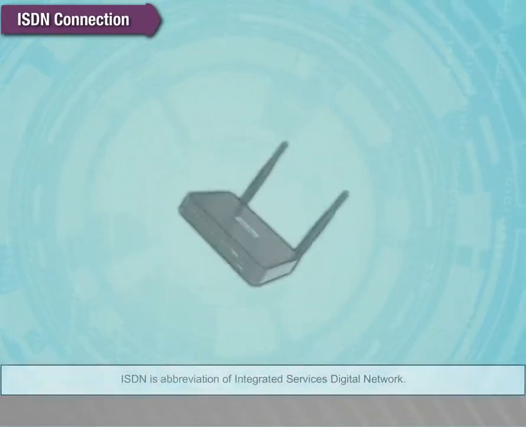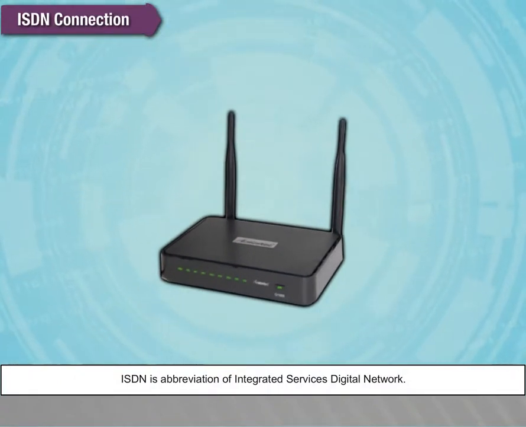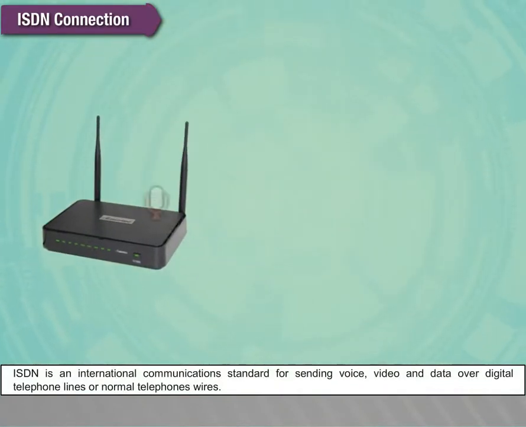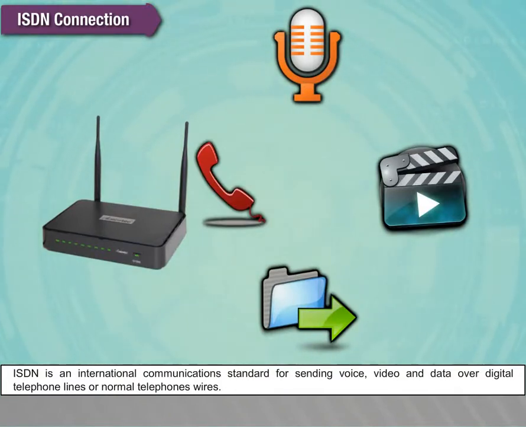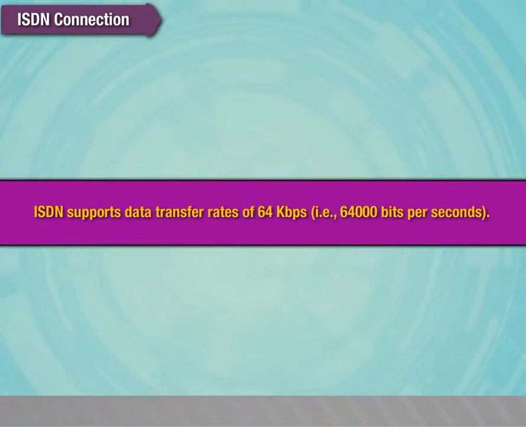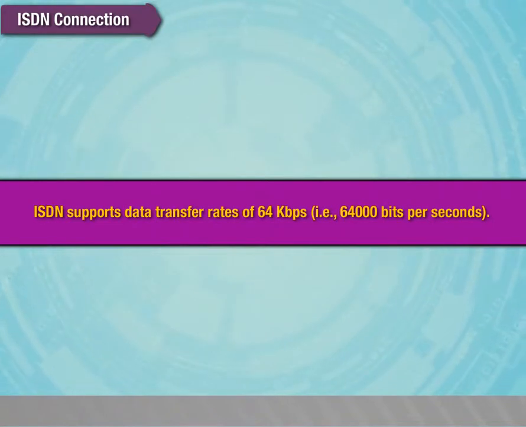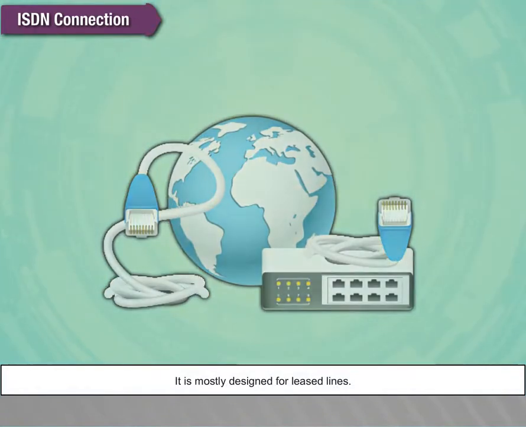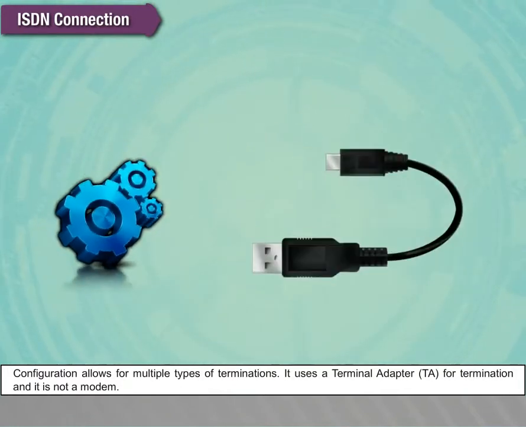ISDN connection. ISDN is the abbreviation of Integrated Services Digital Network. ISDN is an international communication standard for sending voice, video, and data over digital telephone lines or normal telephone wires. ISDN supports data transfer rates of 64 kbps, that is 64,000 bits per second. It is mostly designed for leased lines. Configuration allows for multiple types of terminations. It uses a terminal adapter, that is TA, for termination, and it is not a modem.